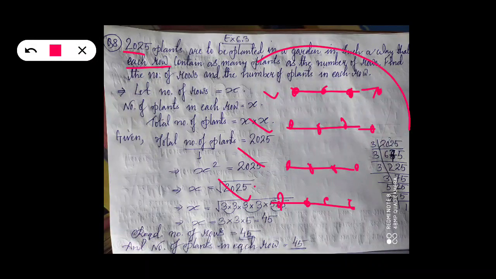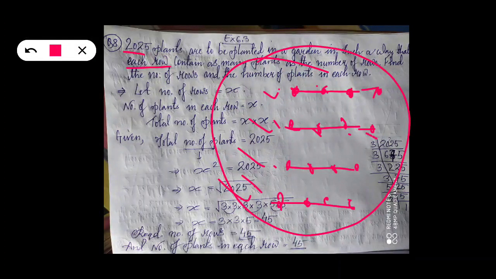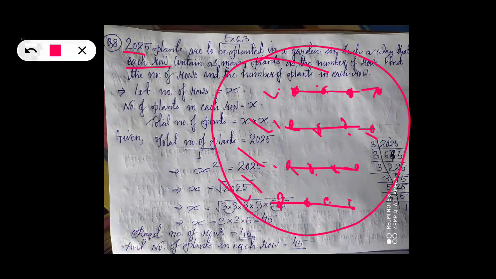Now tell me how many total plants there are. You'll count the number of rows: 1, 2, 3, 4. And how many plants are there in one row? 4. 4 into 4 is 16. You count the total, you will get 16: 1, 2, 3, 4, 5, 6, 7, 8, 9, 10, 11, 12, 13, 14, 15, 16. Isn't it? So the question is telling you this.